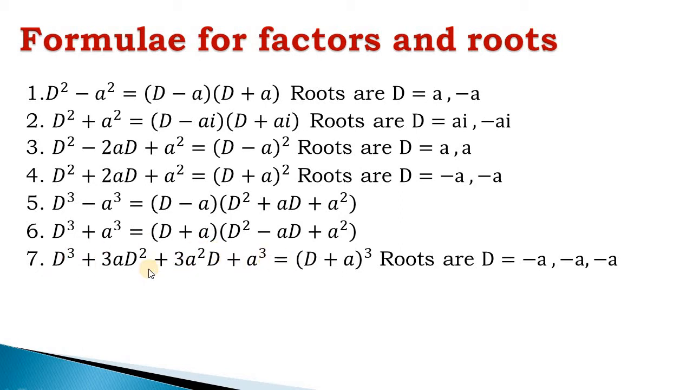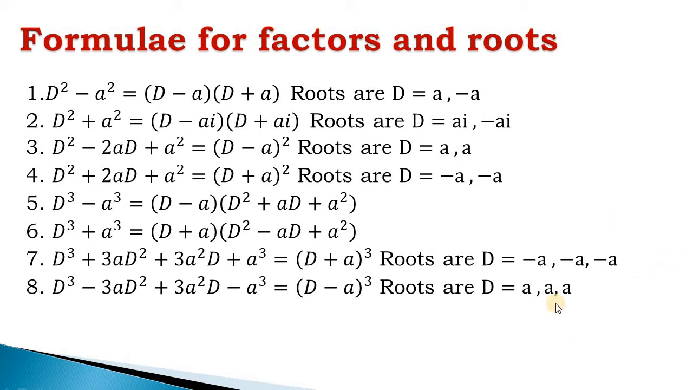So if such an expansion is there, and if you observe the coefficients, we can write it in terms of (d plus a) cube, and the root is d plus a is 0, meaning d is equal to minus a, and the factor occurs 3 times, so the roots are repeated 3 times. Similarly, d cube minus 3ad square plus 3a square d minus a cube is the expansion of (d minus a) bracket cube, and therefore d minus a is the factor, so the root is d is equal to a, and it occurs 3 times.